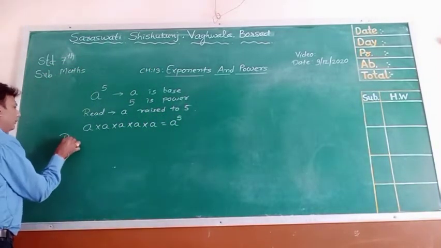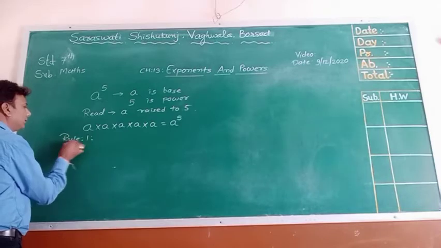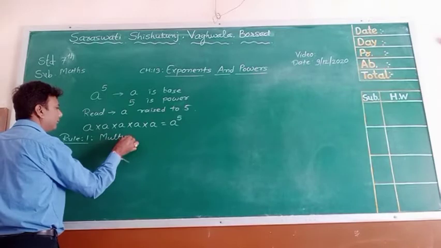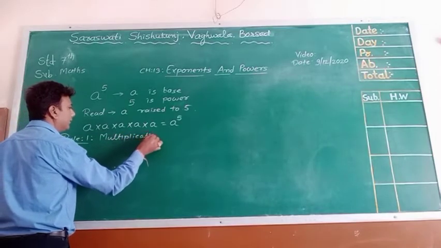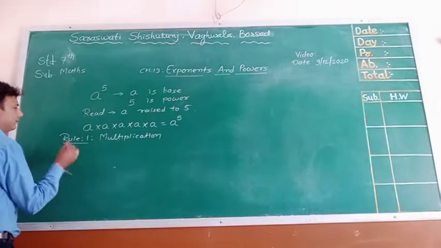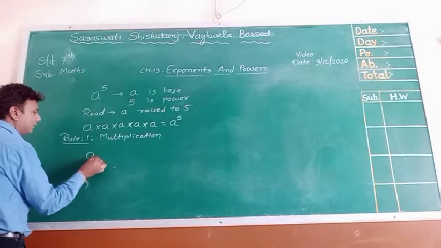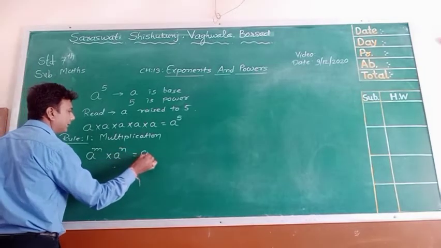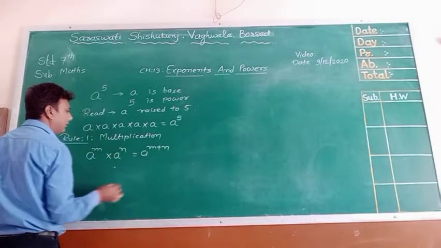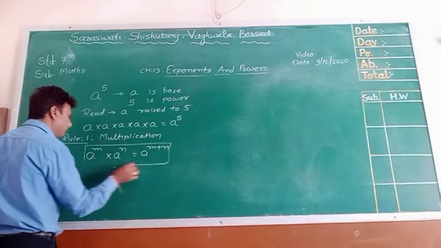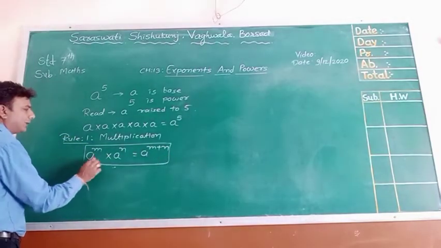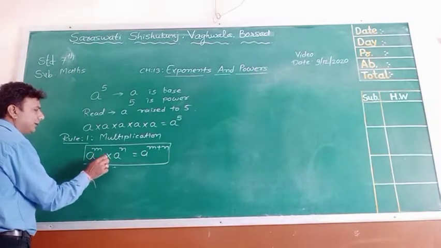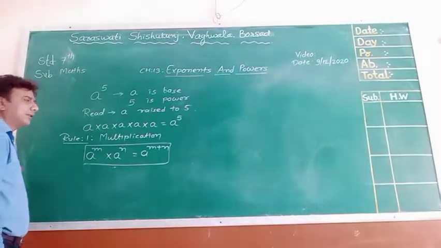Rule number 1. It's the multiplication rule. In this, same base multiplication, sum of their powers. This is the first rule: both have the same base a, and for this same base multiplication we have to do the sum of their powers.